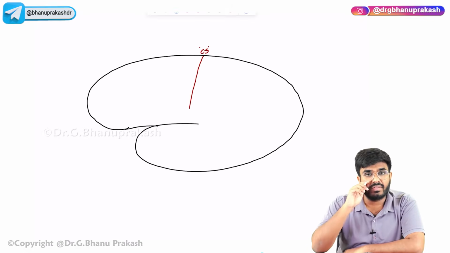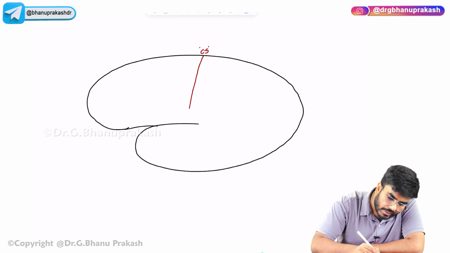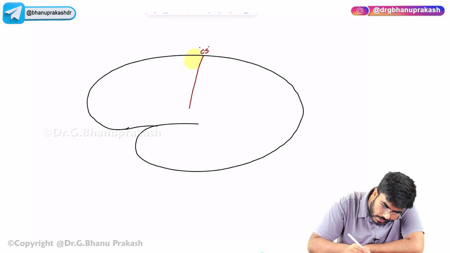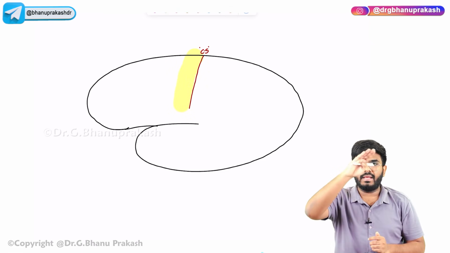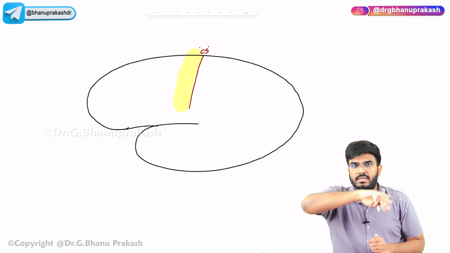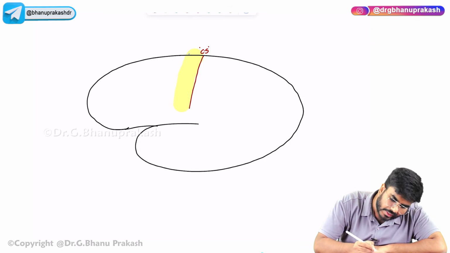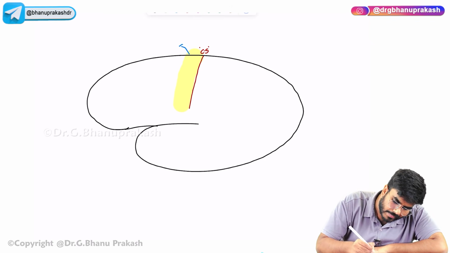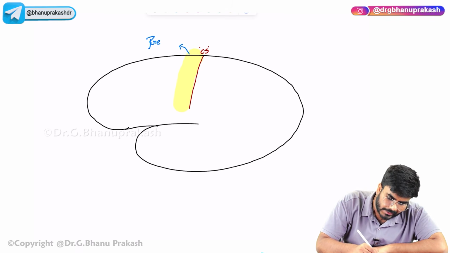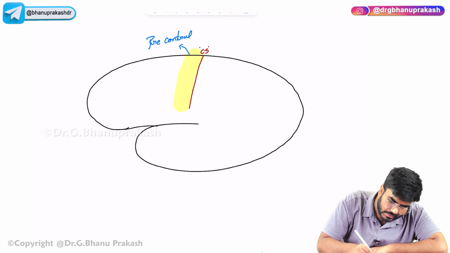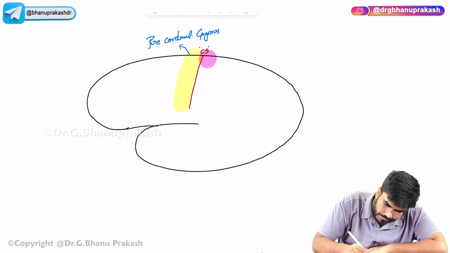Now the central sulcus is the one which divides the frontal lobe from the parietal lobe. This area which I am highlighting here in the yellow color is called the precentral gyrus. There will be a gyrus, then a sulcus, then again a gyrus. So gyrus, sulcus, gyri. This area highlighted in yellow is anterior, so precentral gyrus. And this area which I am highlighting in the pink color is called the postcentral gyrus.